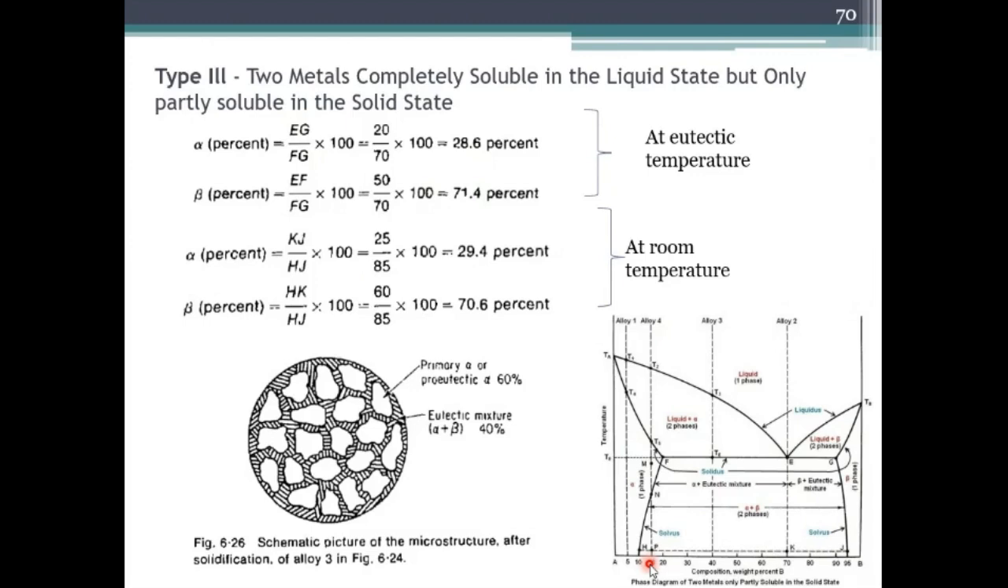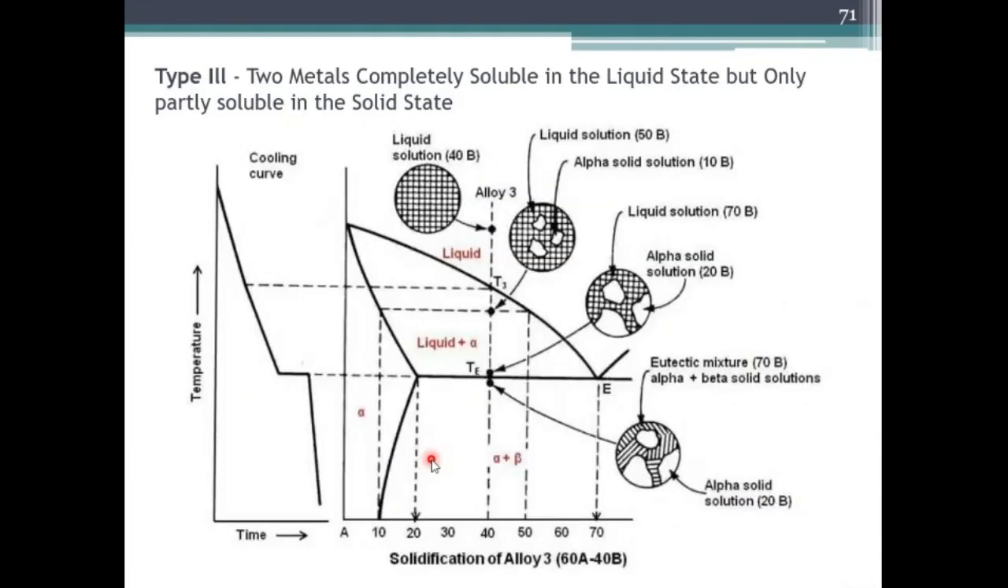Usually when you take the microstructure of these kinds of alloys, it will have both pro-eutectic regions and the eutectic mixture region. Primary alpha also will be there, and alpha plus beta also will be available there. So these are the type 3.